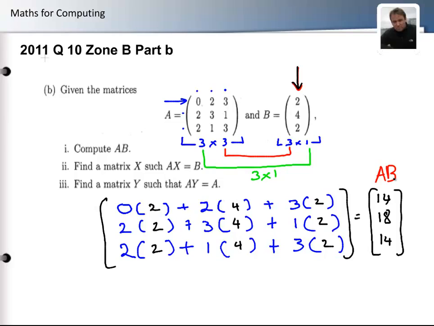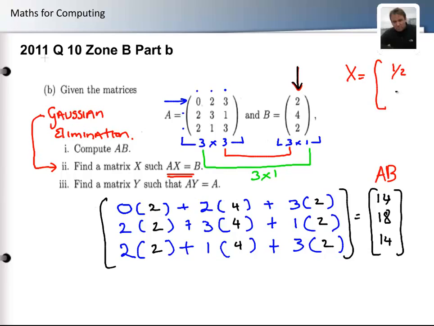Okay, the second part, find a matrix X such that AX is equal to B. That comes from the Gaussian elimination part we've done earlier. So this one here, Gaussian elimination. The answer, if I believe it was correct, was 1/2, 1, and 0. If you're not sure where that comes from, you have to watch the other video as well to check that. So A times X is equal to B. I'm not going to check it here, it would just take too long.